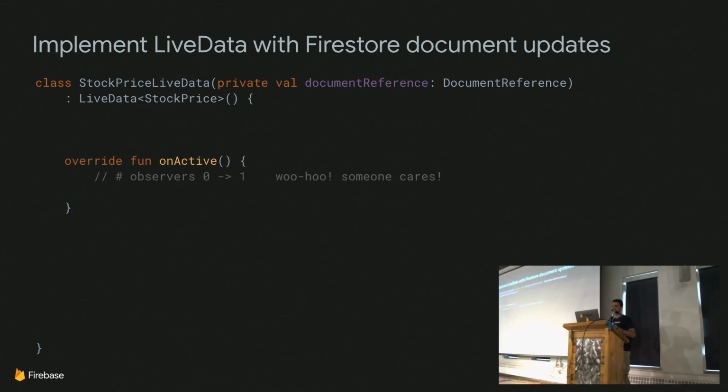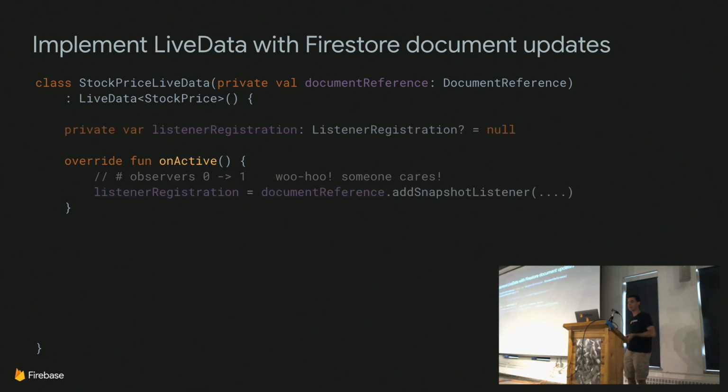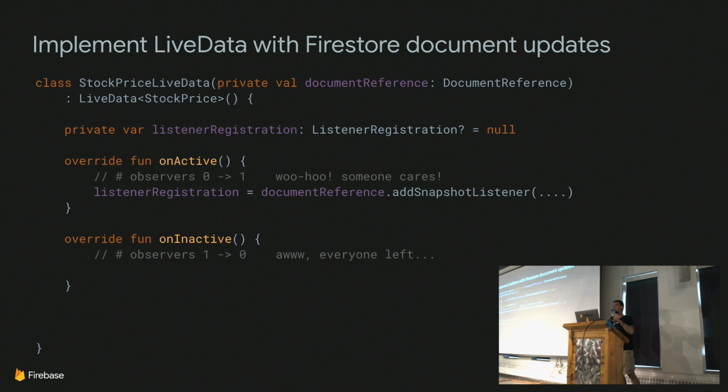LiveData has a method you have to override called onActive, and this will get triggered when the number of observers goes from 0 to 1, or in other words, when someone starts caring what's in this LiveData object. So what I can do is go to that document reference and add my snapshot listener to it, then remember that I added it. Similarly, when the number of observers goes from 1 to 0, or nobody cares anymore what's in this LiveData, I can just remove the listener. So I'm basically trying to be optimized. I'm only listening when someone's listening to me, and then I'm unlistening when the last observer goes away.